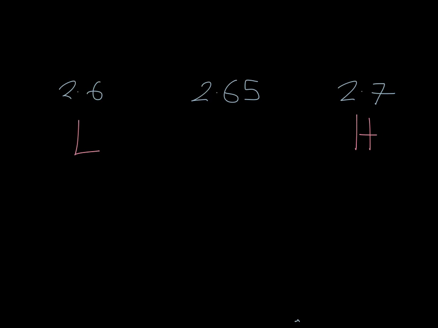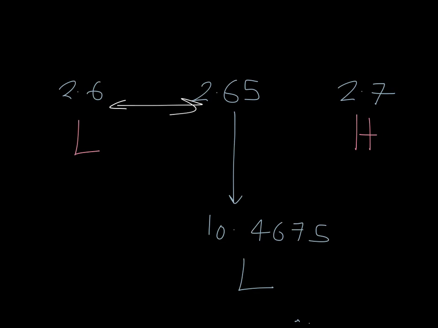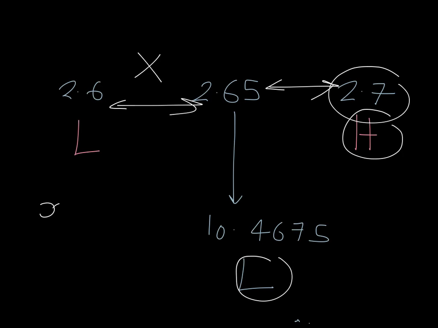Testing 2.65 gives us a value of 10.4675, which is low. Now, 2.6 was low, 2.65 was low, which means all of the values in between 2.6 and 2.65 would give us values which were lower than 11. So the answer is not in this region here. However, because 2.65 gave us a value that was too low and 2.7 gave us a value that was too high, the answer is going to be somewhere in between these two values. All the values in this region will round to 2.7, so x is equal to 2.7 to 1 decimal place.